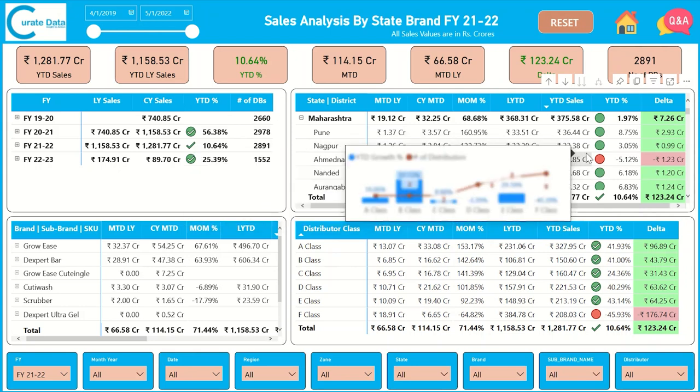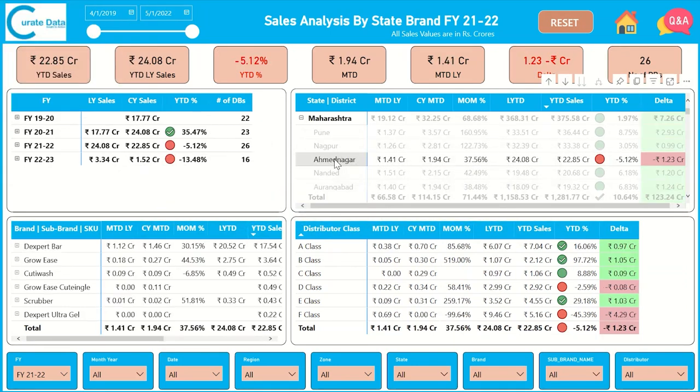So if I select the degrowing district, for example, Ahmednagar, then I would be able to see the brand wise growth, degrowth. I can see distributor wise, distributor class wise. And again, there are two distributor classes for Ahmednagar, class D and F, which are degrowing. And if I further drill down for these classes, I can have the list of all the distributors under that particular class with their current year sales versus last year, and then analyze which is my top contributor in terms of degrowth so that I can actually call those distributors and see what is the actual reason, right?